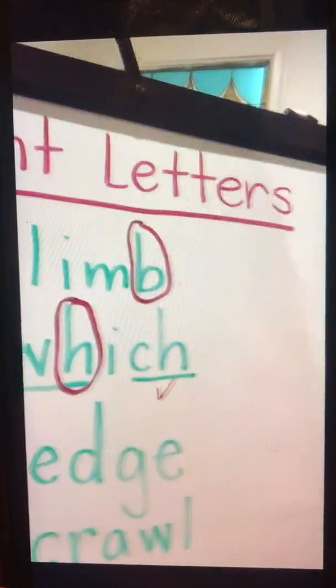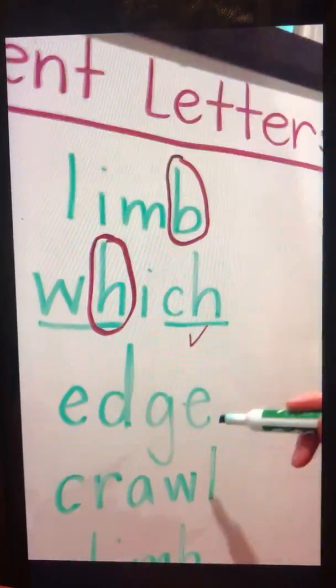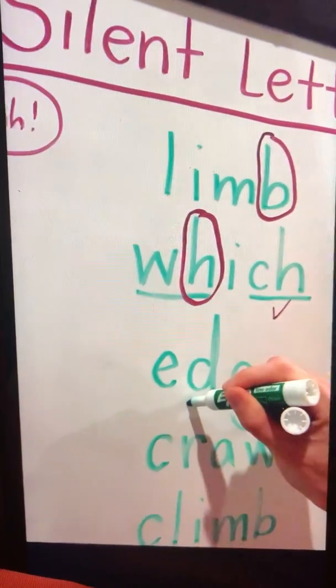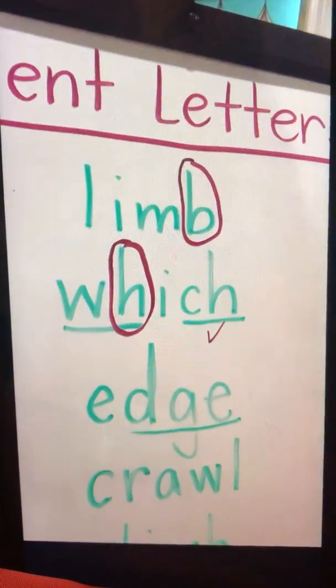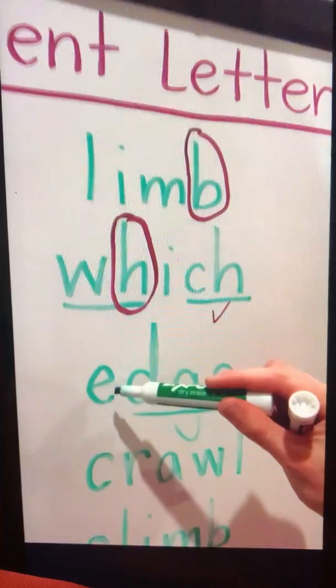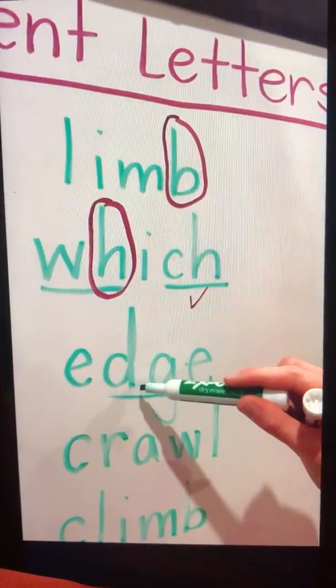Edge. Do you see any phonogram sounds in edge? J. Three-letter J. Good. Do you hear e? Yes. D. Do you say edge? Like I walked to the edge of the cliff? No.